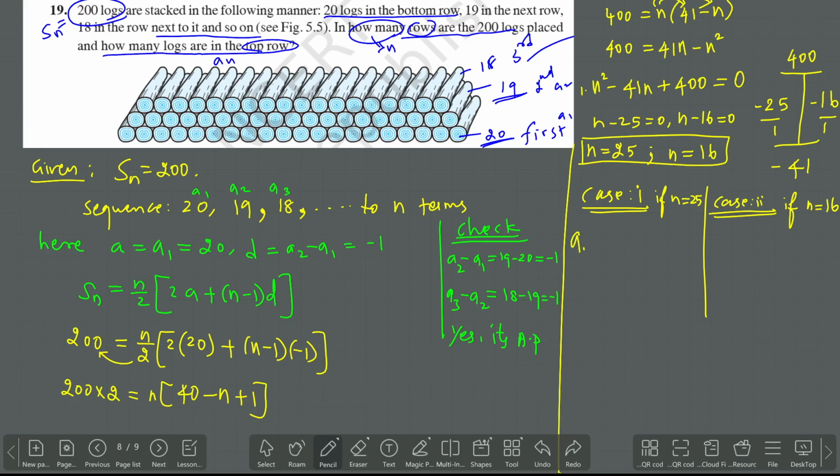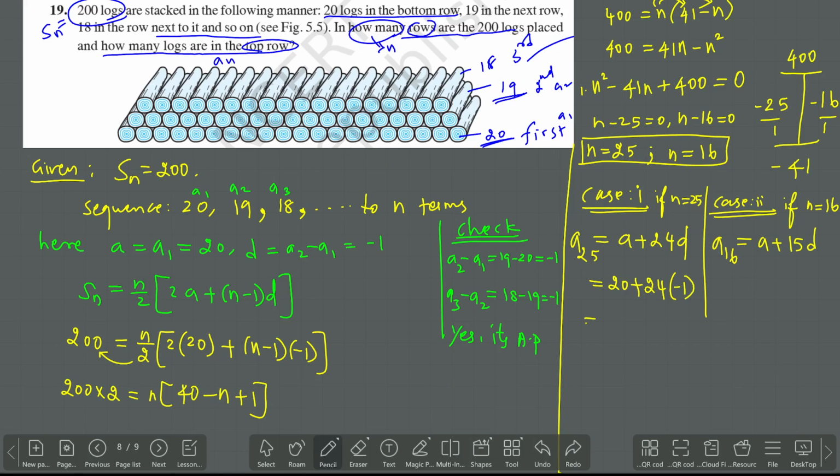So A25 I am going to find. A25 in the sense A plus 24 D, and here A16 I am going to find, A plus 15 D. Am I right? Apply. So A value, what do I know? 20. 24 into D value?